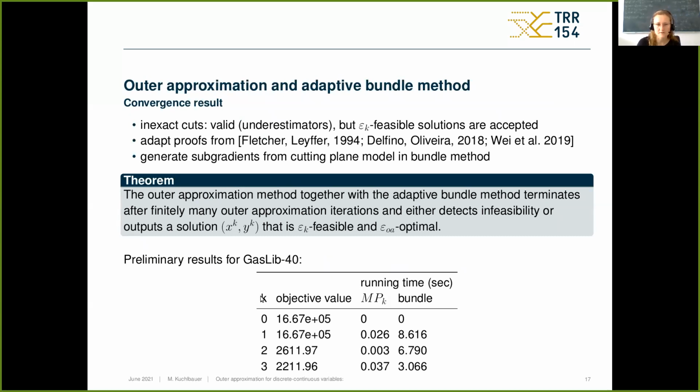And we did some first test runs for a GasLib instance, the gas network instance with 40 nodes. And we see here already that the main part of the running time is spent by the bundle method. One further research question here would be how to recycle cutting planes and allow for a warm start of the bundle method.